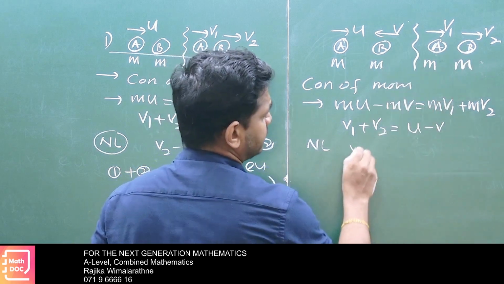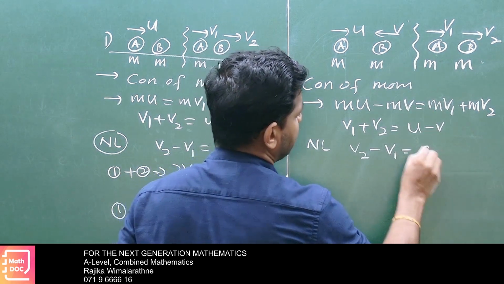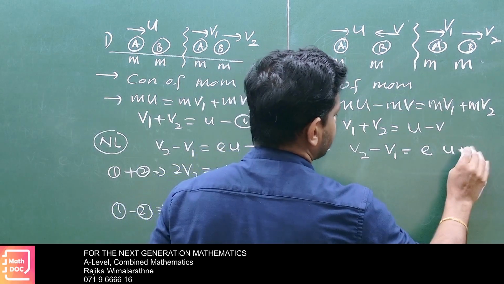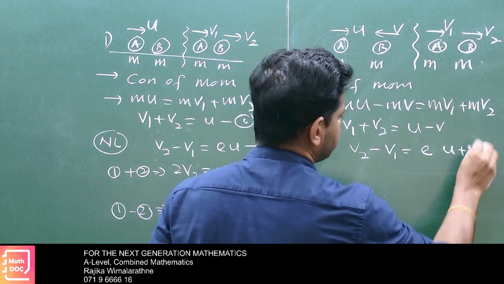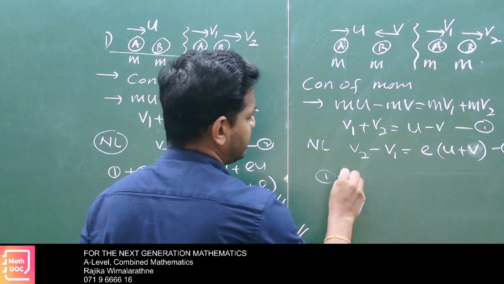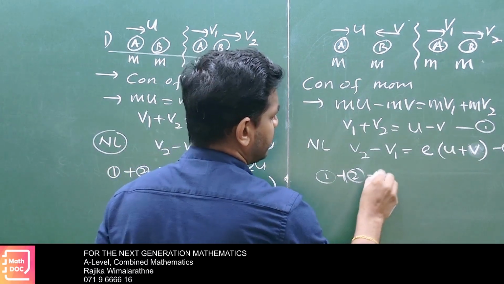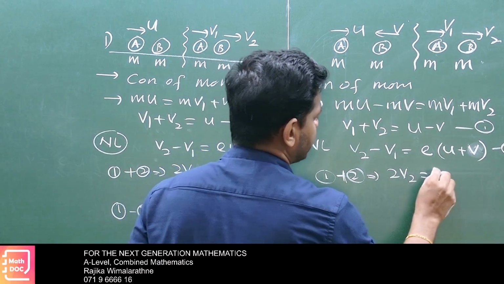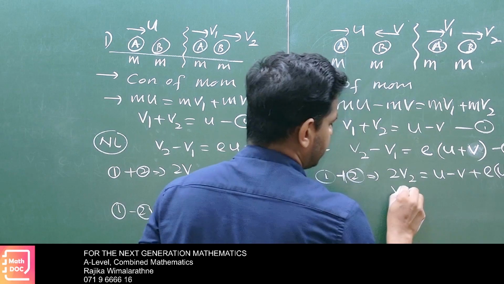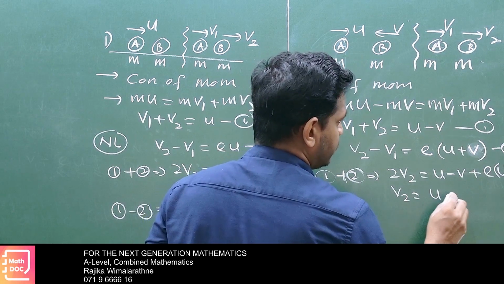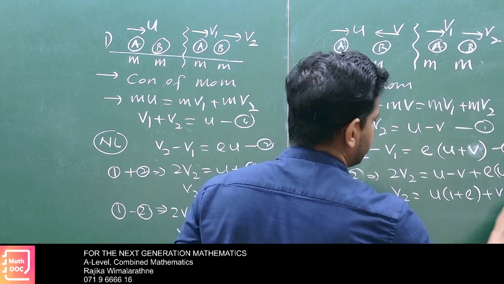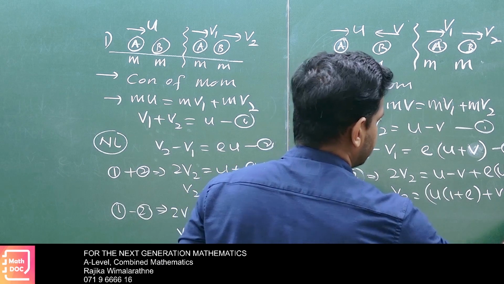Relative velocity after collision, v2 minus v1, equals relative velocity before collision, face to face, u plus v. Now that's enough, no? Equations 1 and 2. Now 1 plus 2: 2v2 equals (u minus v) plus e(u plus v). Then v2 equals u(1 plus e) plus v(e minus 1), divided by 2.